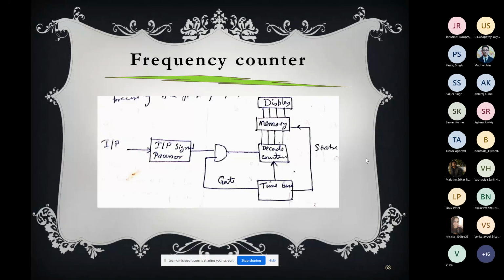So now let's see the frequency counter. You have an input signal process. You see that input signal, and there is a block.